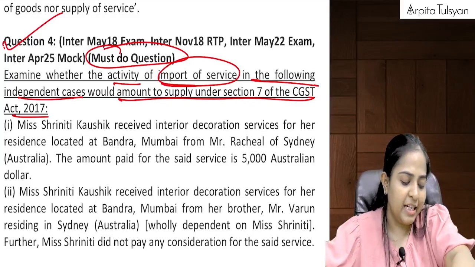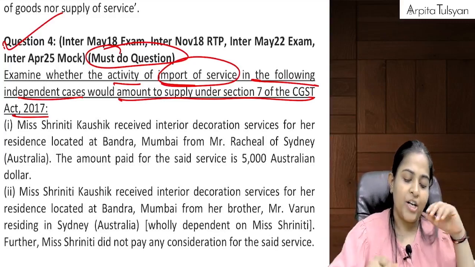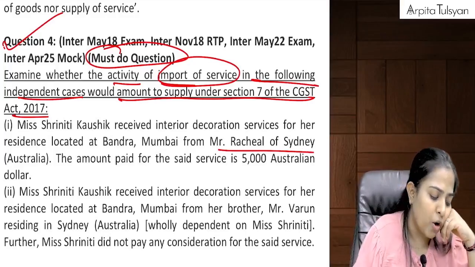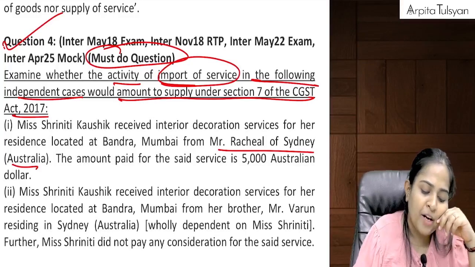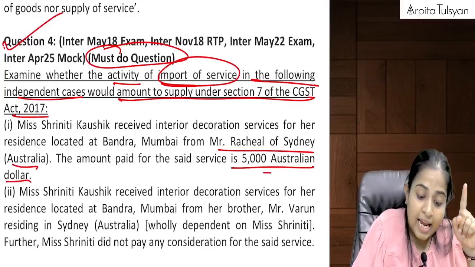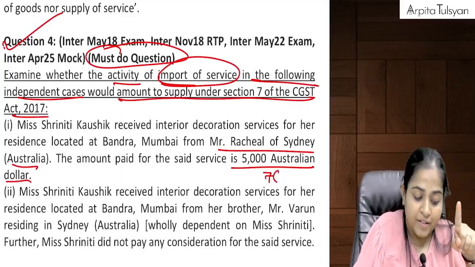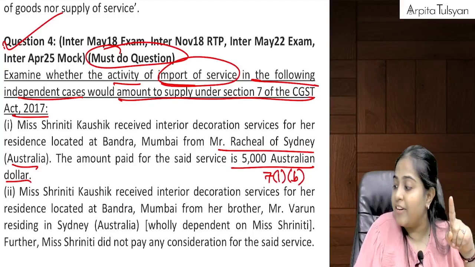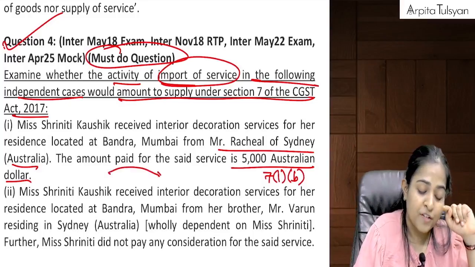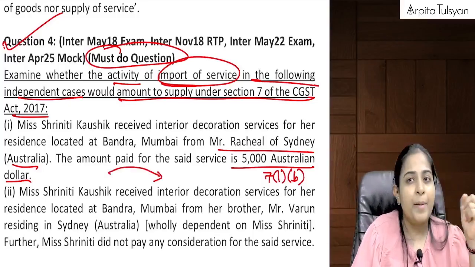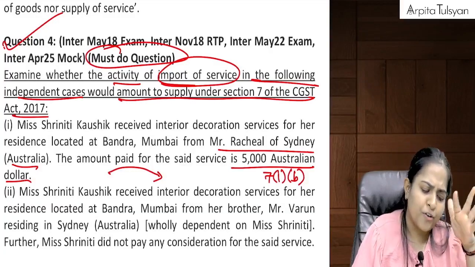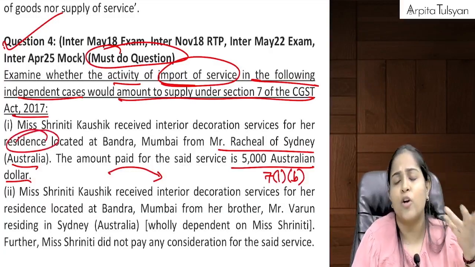Miss Sriniti Kaushik received interior decoration services for a residence located in Bandra, Mumbai from Mr. Rachel of Sydney, Australia, and the amount paid for the said service is 5,000 Australian dollars. So there is a consideration involved, and it is importation of services. So we will apply section 7(1)(b). What does 7(1)(b) say? 7(1)(b) says importation of services from any person outside India for some consideration, whether or not in the course or furtherance of business, meaning whether it is for residence or office, doesn't matter.